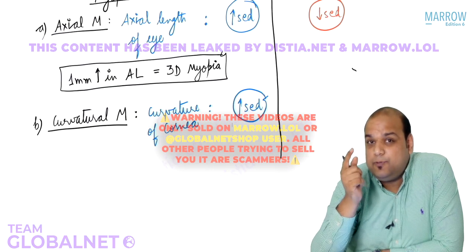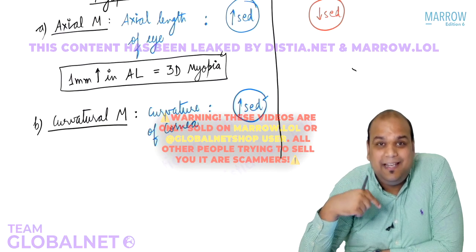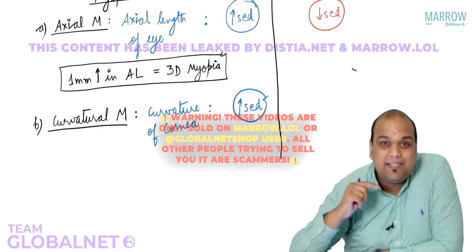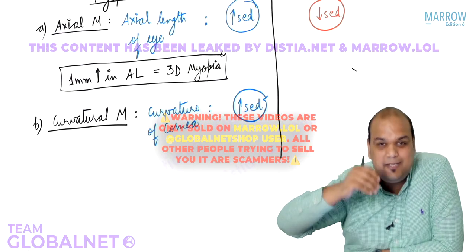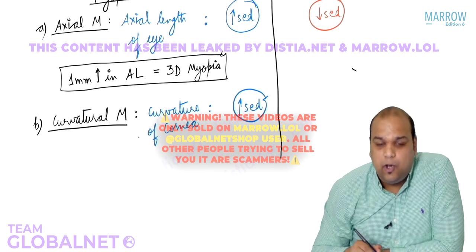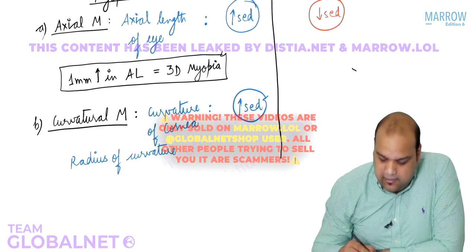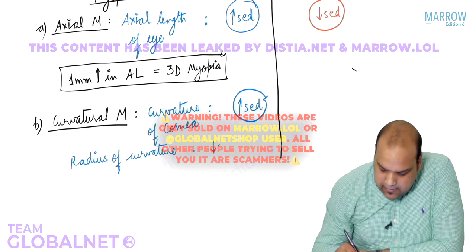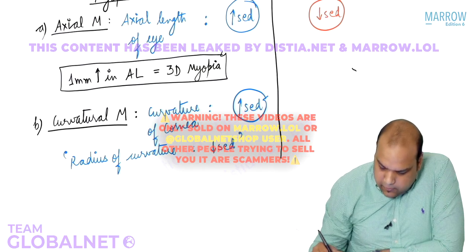A similar fundamental we had used in accommodation, everybody. In accommodation, the power of the lens increases because the anterior curvature increases. Yes, curvature increase is equal to power increase. But curvature is the opposite of radius of curvature. Radius of curvature will be decreased. I don't know if you understand this.